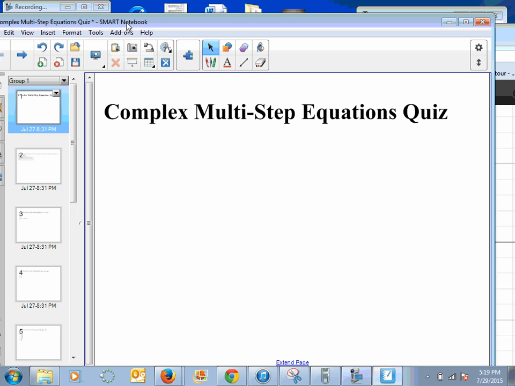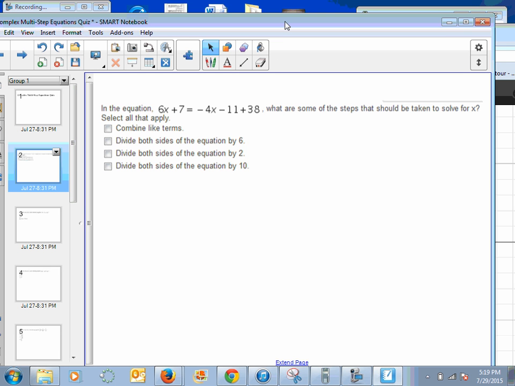Okay, so let's look at the complex multi-step equations quiz, and we'll only look at a few examples because it's going to be very similar to the last section that we took a look at. Okay, so here we go. In the equation 6x plus 7 equals negative 4x minus 11 plus 38, what are some of the steps that should be taken to solve for x?